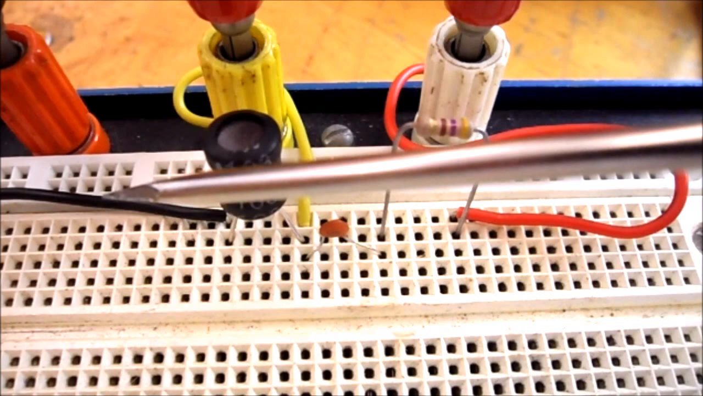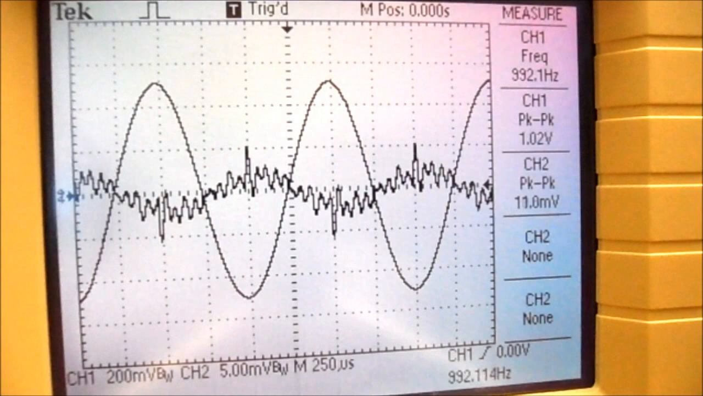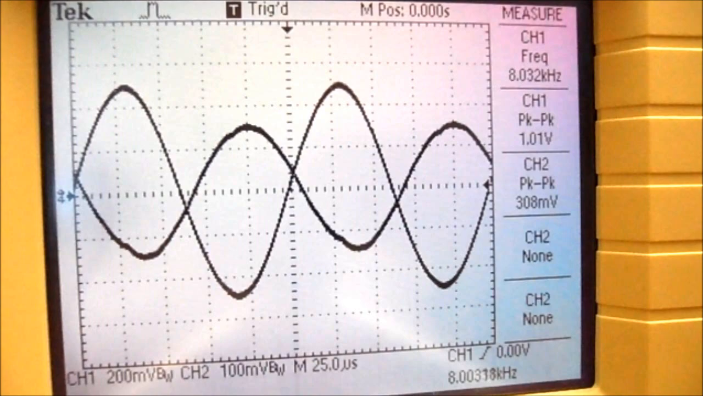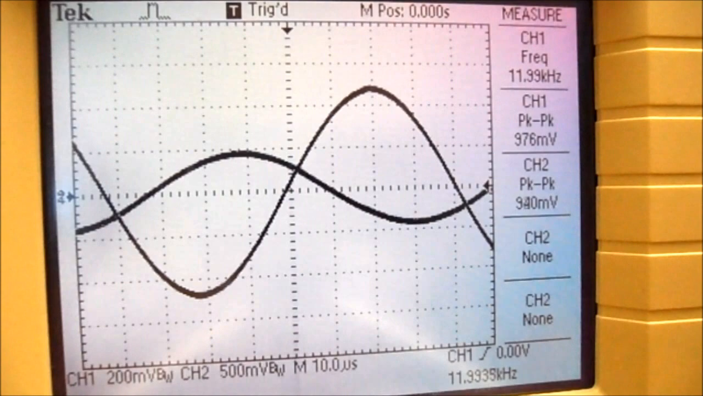Since I'm already at 1 kilohertz, I'm going to take the voltage reading across my inductor. Don't worry about the noise that you can see on my channel 2 signal. I'm just going to record that as 11 millivolts. At 5 kilohertz, the voltage drop across my inductor is 116 millivolts. At 8 kilohertz, it is 308 millivolts. At 12 kilohertz, it is 920 millivolts.